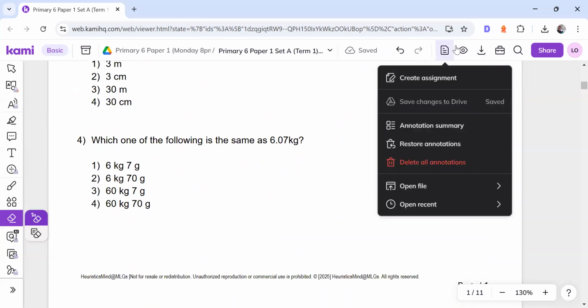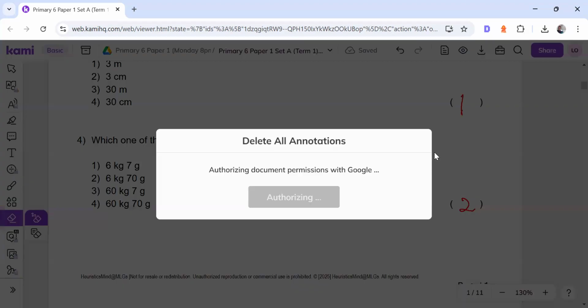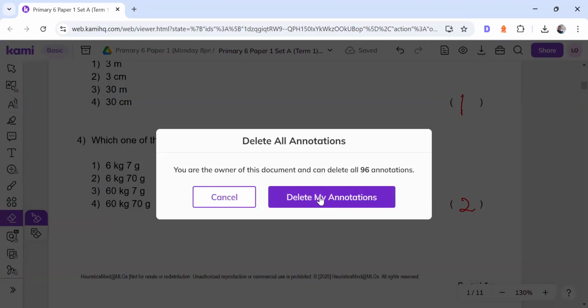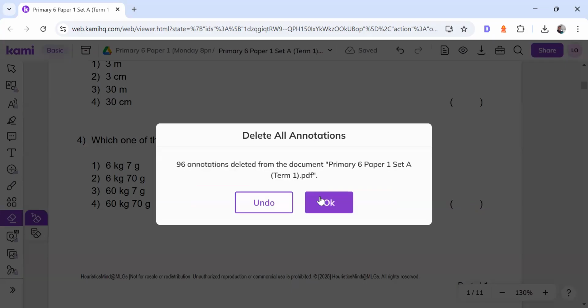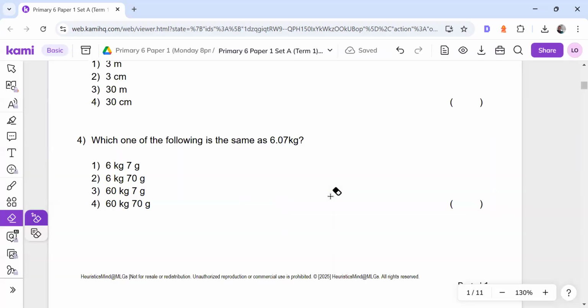Let me erase everything first so that you don't get to see the answer. Hang on, let me take out my answer key. Okay, all right. Question one.